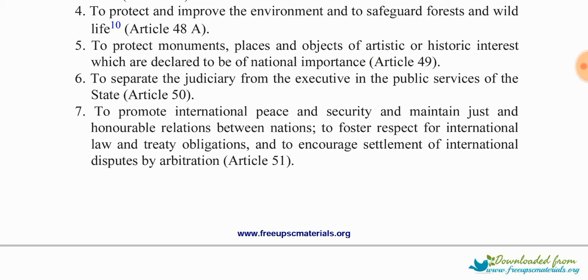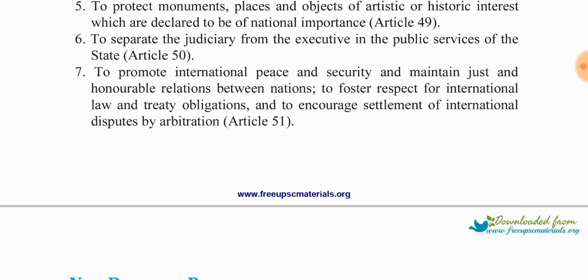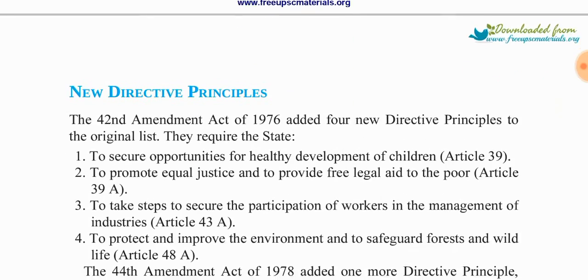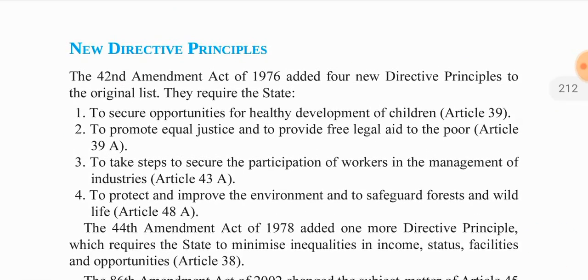And the last one is to promote international peace and security and maintain just and honorable relations between nations, to foster respect for international law and treaty obligations, and to encourage settlement of international disputes by arbitration, as in Article 51. So now we move on to new directive principles. Some more new directive principles were added in the coming years.